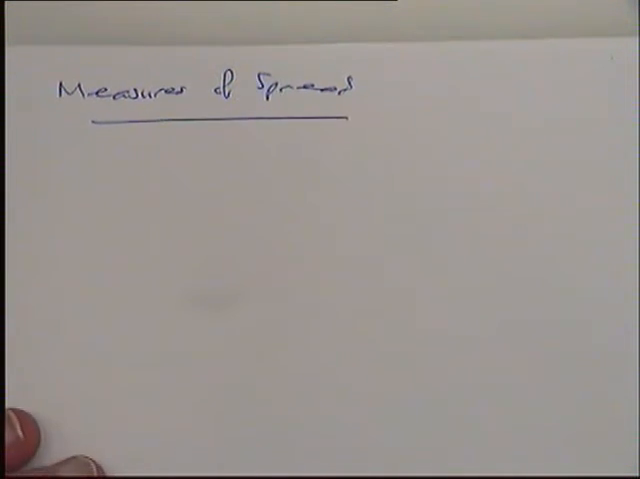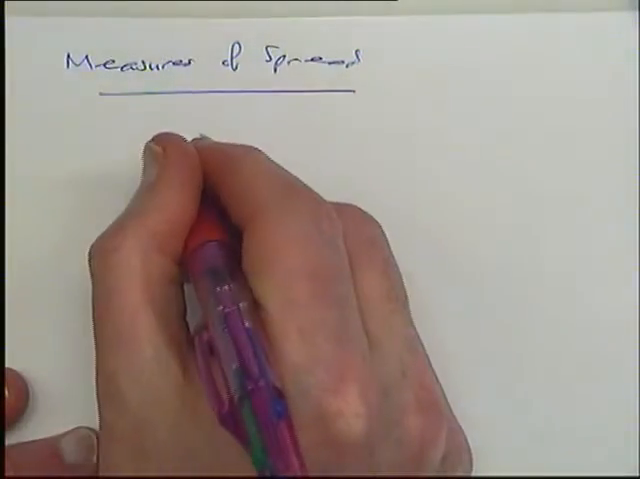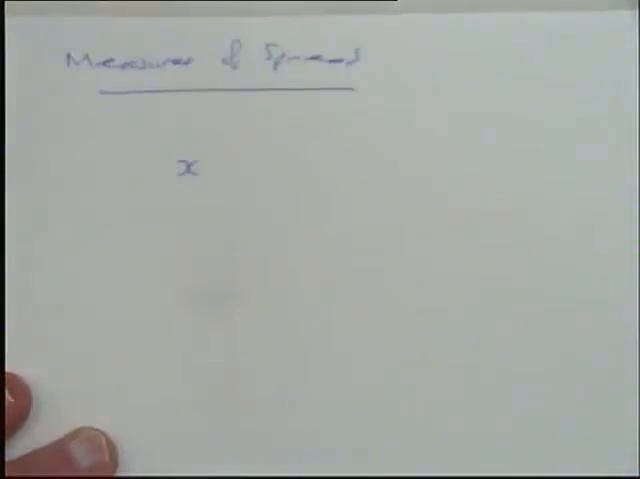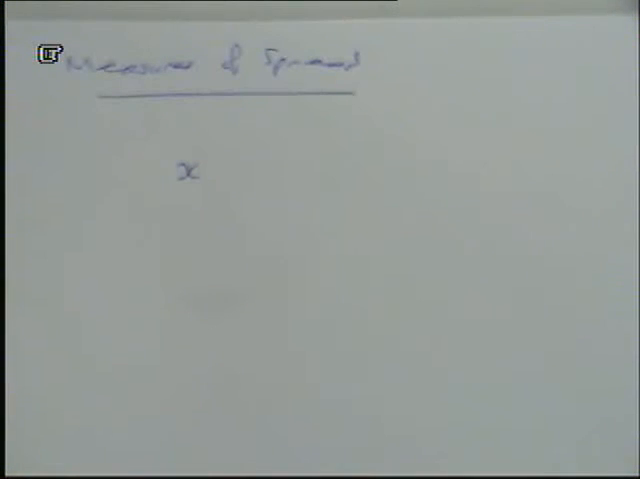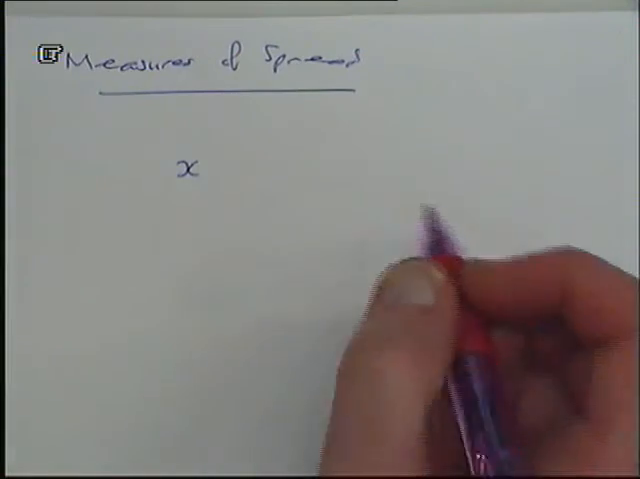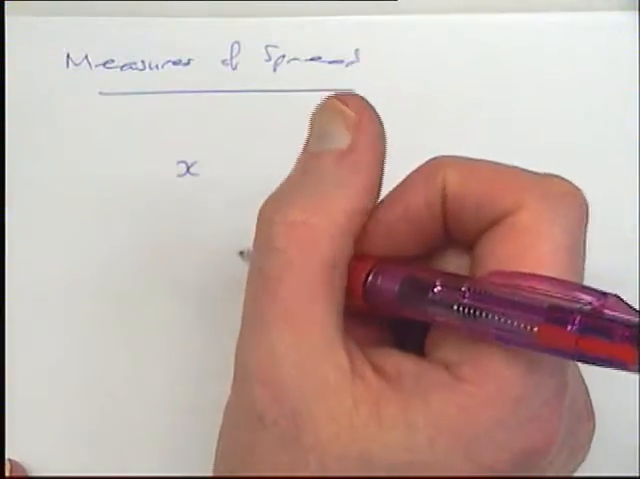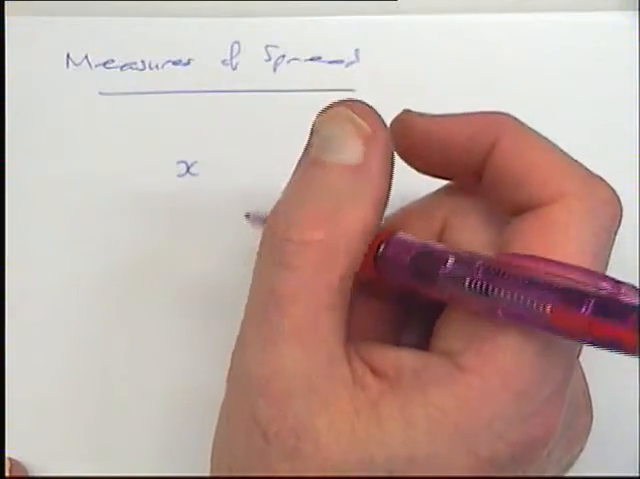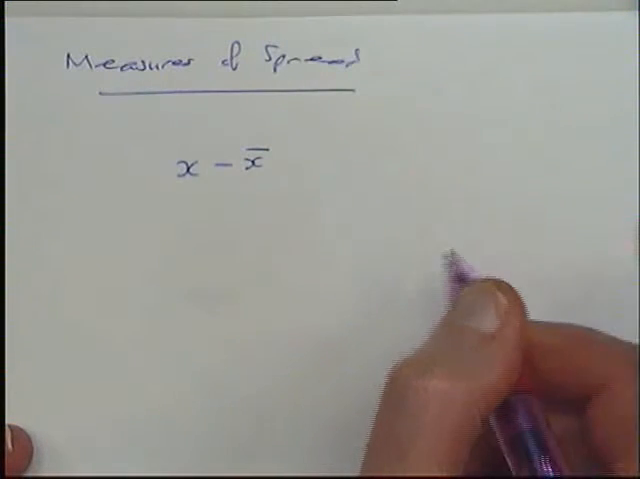We started measures of spread last lesson. We ended up with a formula which worked from a list of numbers. If we call the list of numbers x, what did we do to those numbers in the formula that we had at the very end of last lesson? Yeah, we subtracted the mean from each of them. That was the first thing we did.